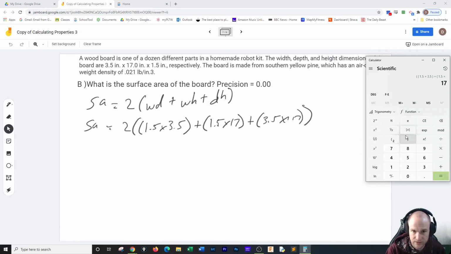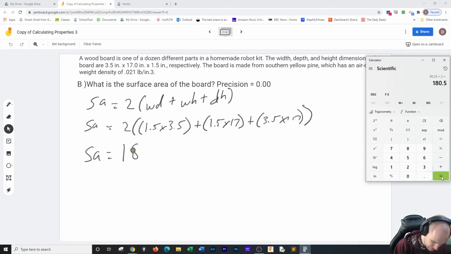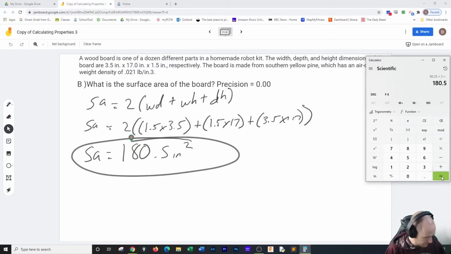1.5 times 17, close parentheses, plus 3.5 times 17, close parentheses again. And then I'm going to hit equals, and then obviously I need to add the 2 in there, which I forgot to add. So we get an answer. We plug all of this into the calculator of 180.5 inches squared. Okay.